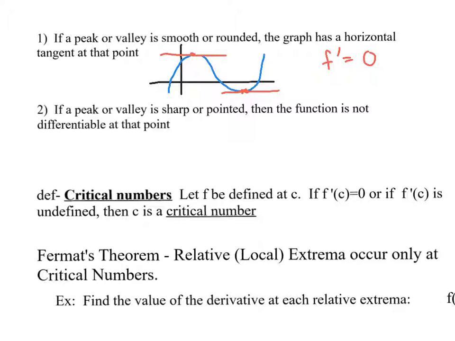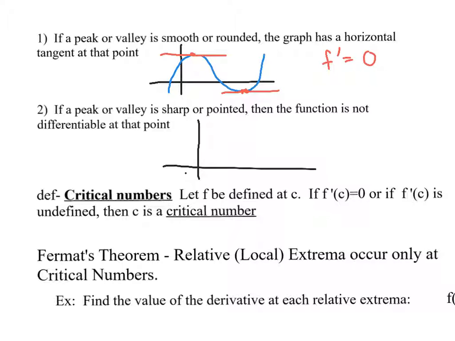If, on the other hand, we have a peak or a valley that has a sharp turn, then what that tells us is that we end up having a function that is not differentiable at that point. So let's take a look at what that's going to look like on our graph. We might have something that looks like the following. Again, here are our axes. We can go ahead and graph something that would have a sharp turn.